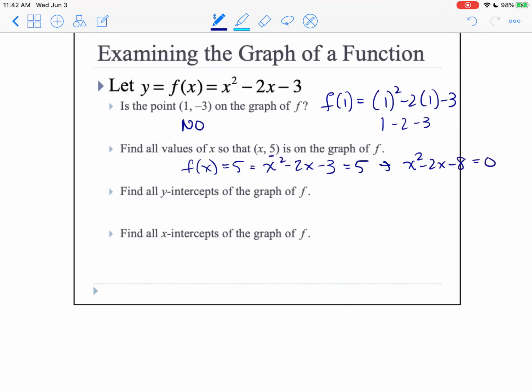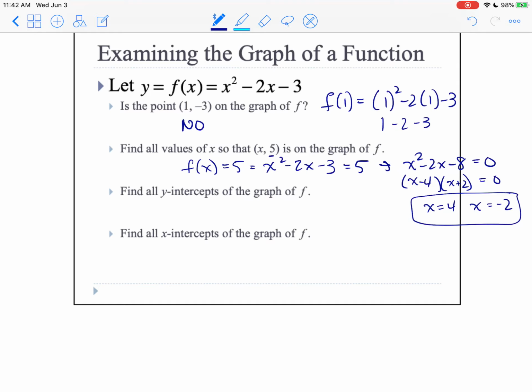And now that it's equal to 0, I can use the zero product property as long as I can factor this. I hope it factors, because that's my favorite way to solve a polynomial. Let's see, what multiplies to give me negative 8 and adds to give me negative 2? Minus 4 plus 2. So x is equal to 4 and x is equal to negative 2. So I just found all the values of x so that x comma 5 is on the graph.